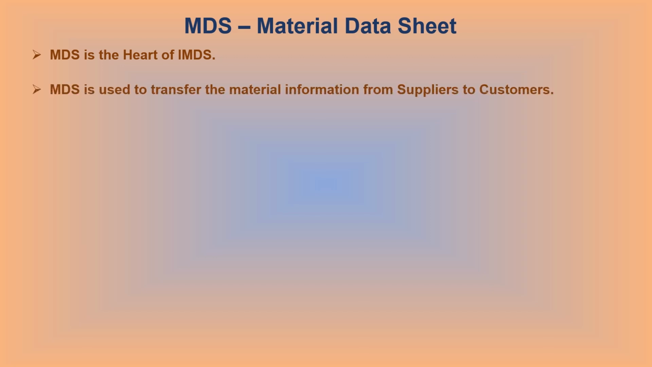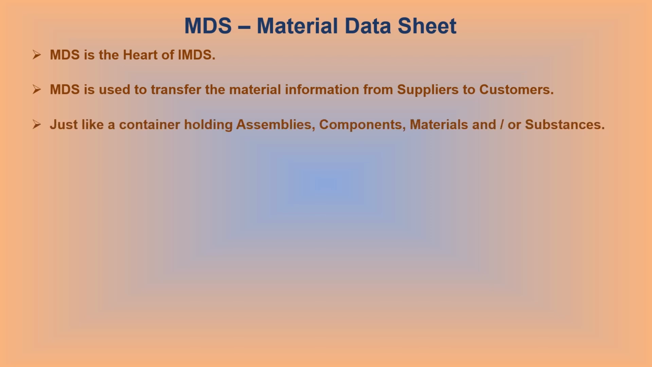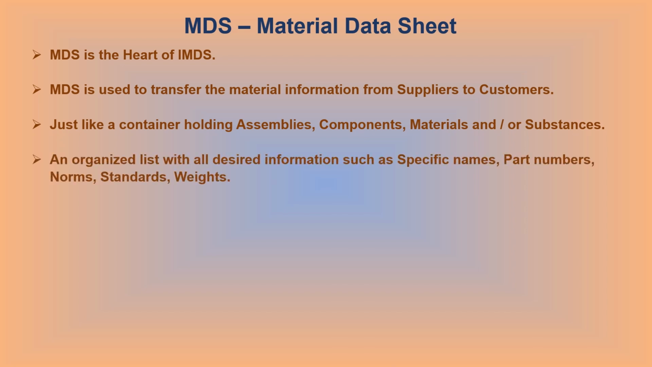MDS, Material Data Sheet, is the heart of IMDS. The Material Data Sheet is used to transfer material information from suppliers to customers. It is just like a container holding assemblies, components, materials and/or substances. It is an organized list with all desired information such as specific names, part numbers, norms, standards, weights. It can provide referencing to other materials or components.